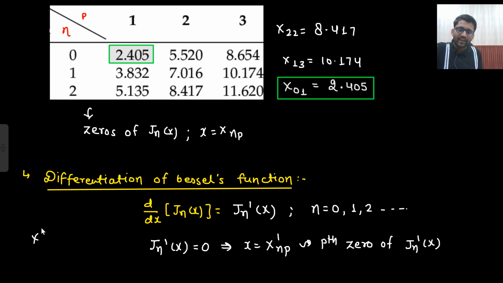If I have written x dash 2, 1, what does that mean? For n equals 2, at what value of x, J2 dash x is becoming 0 for the first time. Are you able to read it? Right? You should be able to read it. Now we have spent enough time. We are spending 30 minutes on this particular topic only.